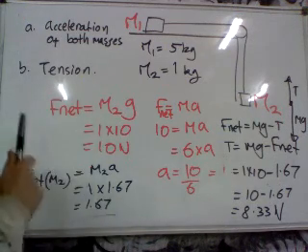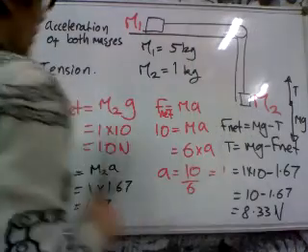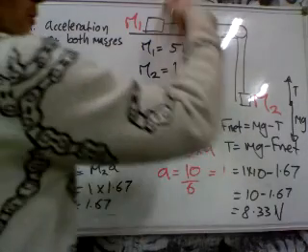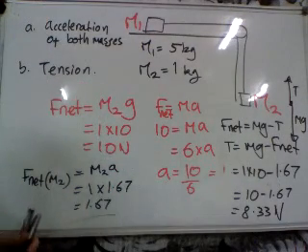So for the acceleration of both masses, consider the system as a whole. For the tension, which is internal to the system, we have to consider the masses individually.